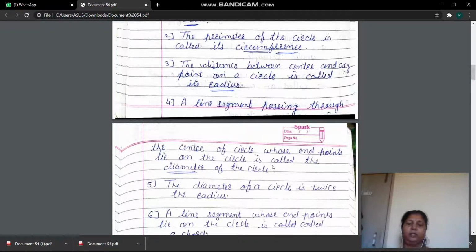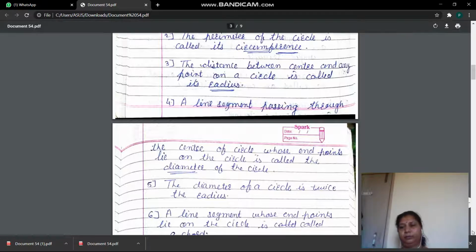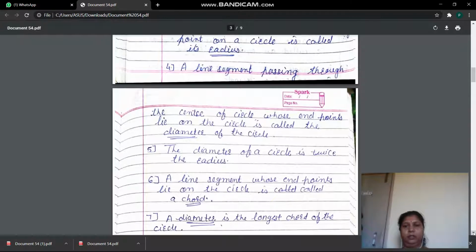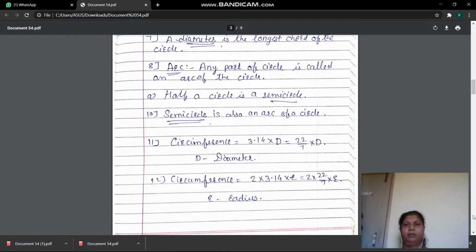Okay, on this you can solve the examples. The diameter of a circle is twice the radius, or we can say radius is half of the diameter. Both answers are correct. The meaning of both statements is the same. The line segment whose end points lie on the circle is called a chord. A diameter is the longest chord of the circle. Then any part of a circle is called an arc of the circle.